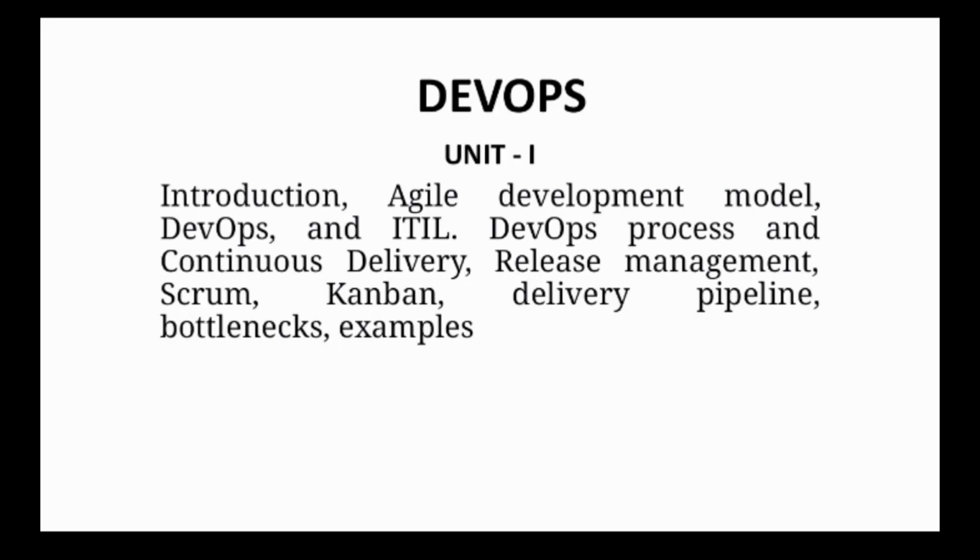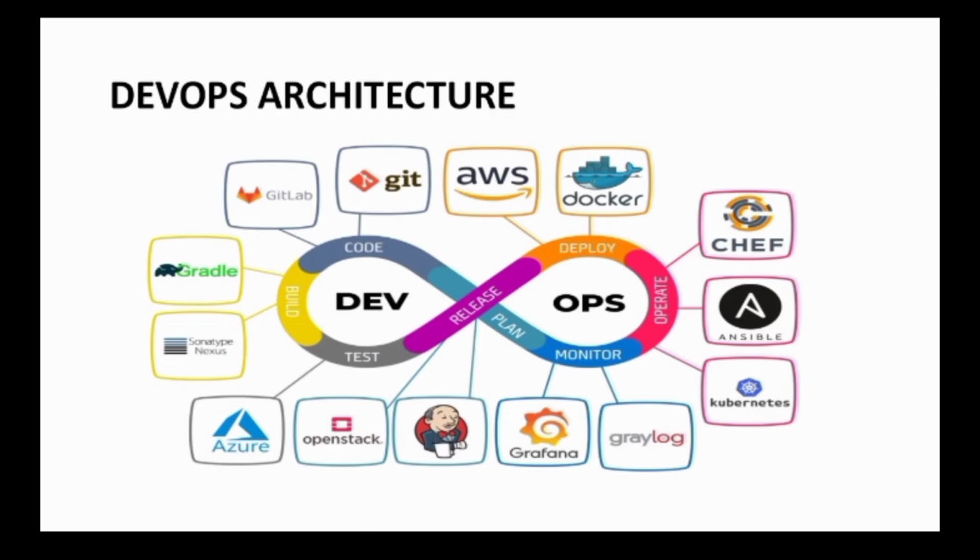Hi all, welcome back. In the previous video, I explained what exactly DevOps means and what the advantages and disadvantages of DevOps are. So now let us see the architecture of DevOps. DevOps architecture is also known as the life cycle of DevOps.